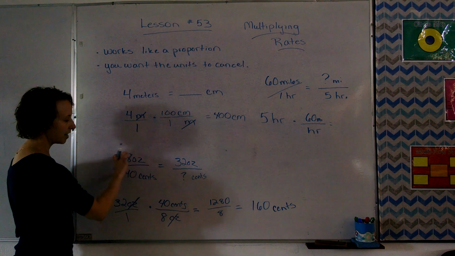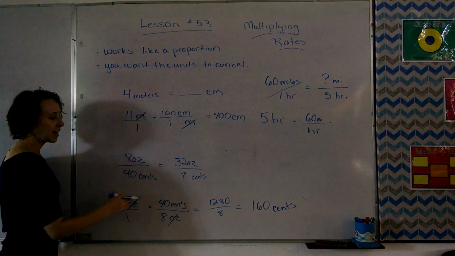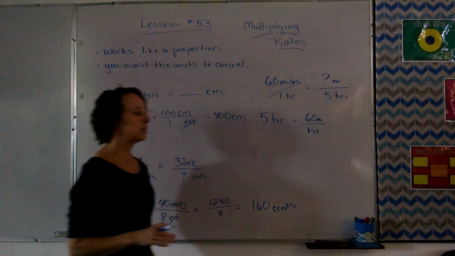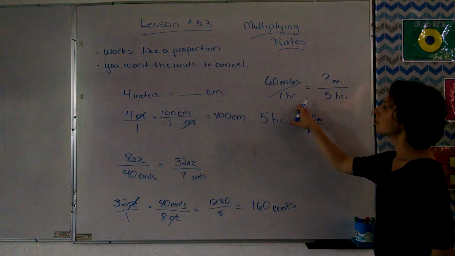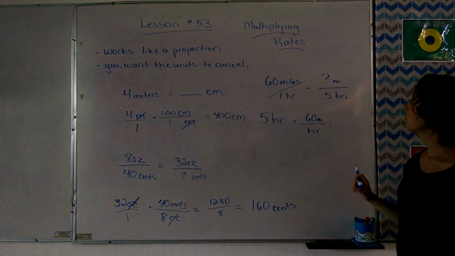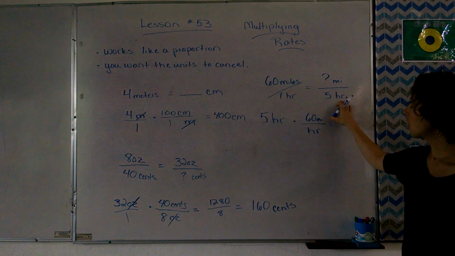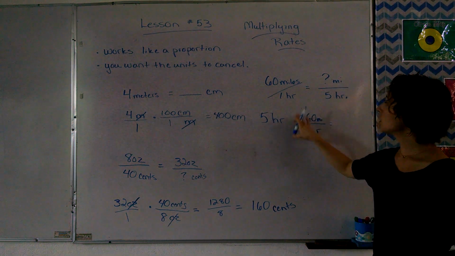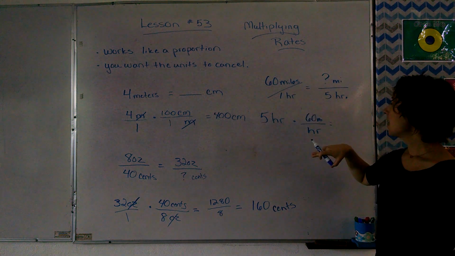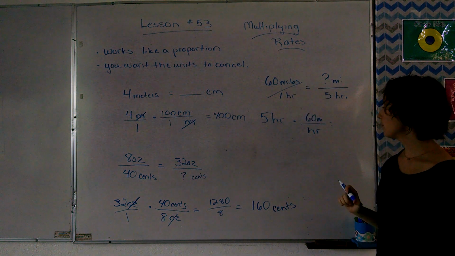All we're doing is we're writing this as a converting factor to help us to multiply out to keep our units correct. Let's look at one more. 60 miles an hour. How many miles can we go in 5 hours? Well, take our 5 hours and multiply times your converting factor. In this case, it's 60 miles per hour.